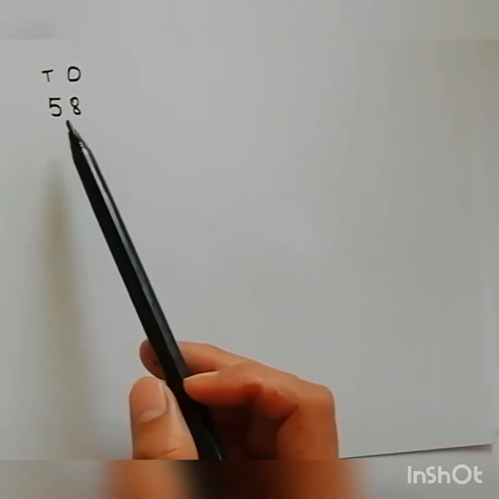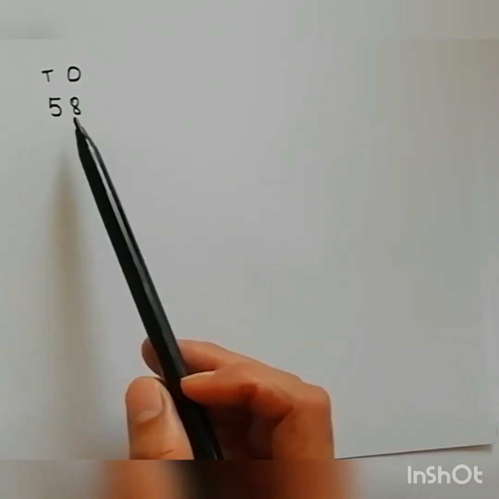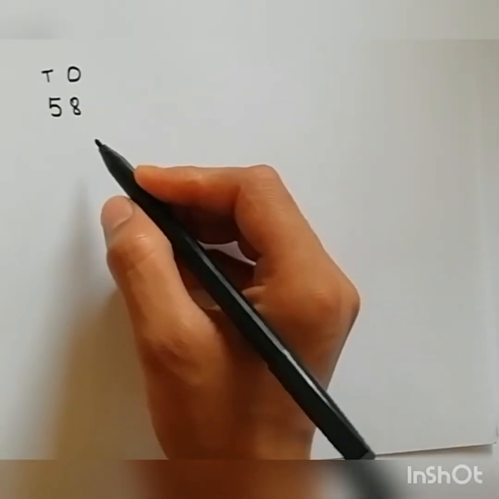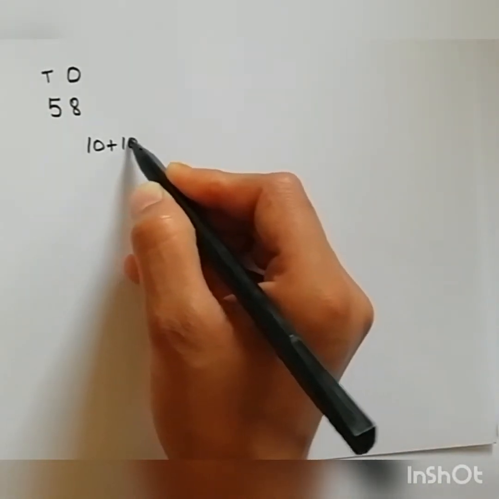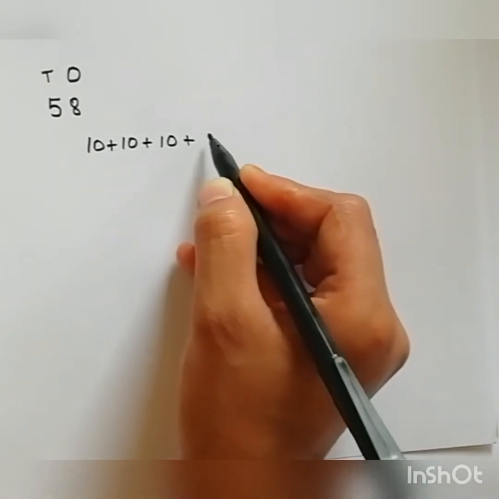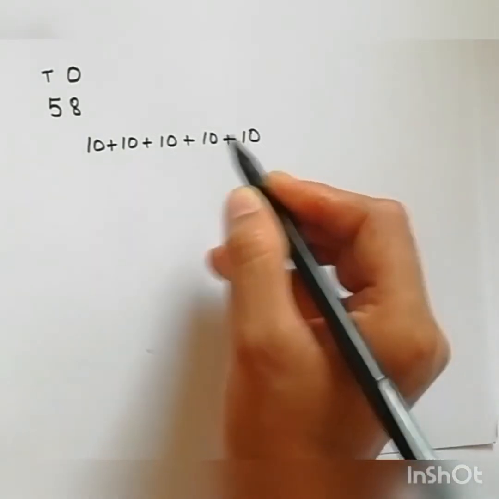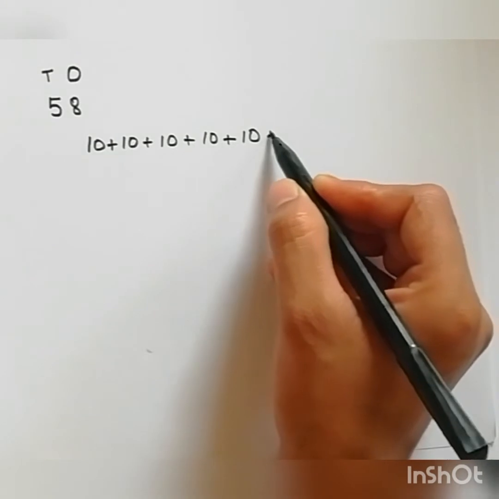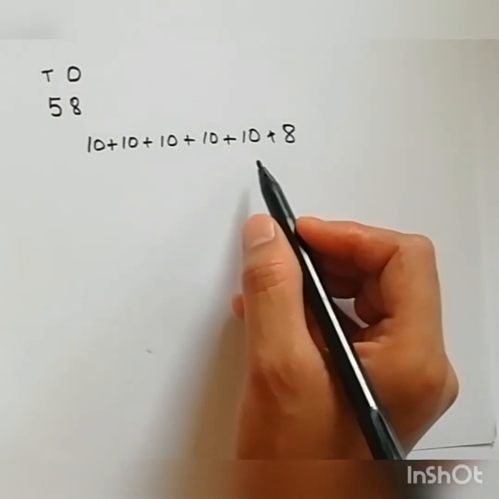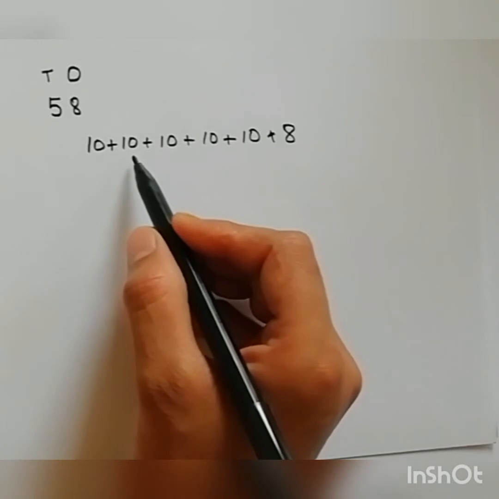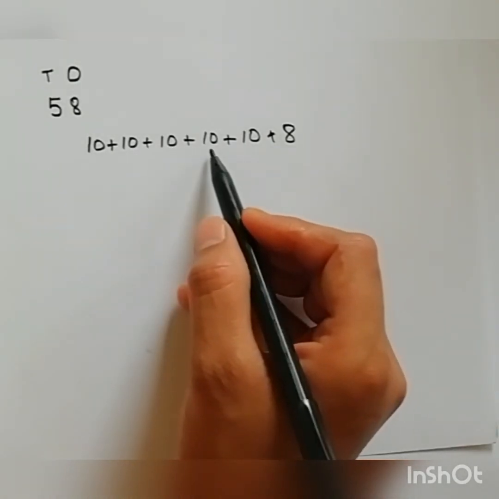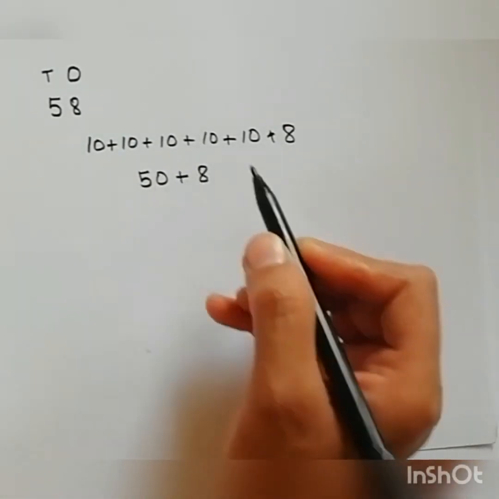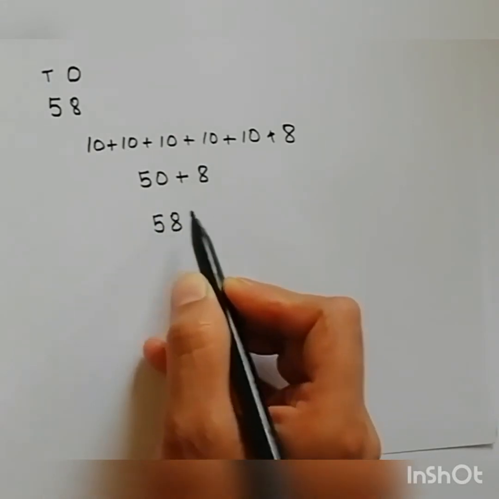Now this is a number 58. In 58, 5 is a tens and 8 is a ones. So 5 tens means 5 times 10. 10 plus 10 plus 10 plus 10 plus 10. 1, 2, 3, 4, 5 and plus 8 ones. 5 tens mean 50. 10 plus 10, 20 plus 10, 30 plus 10, 40 plus 10, 50. 50 plus 8 ones is equal to 58.